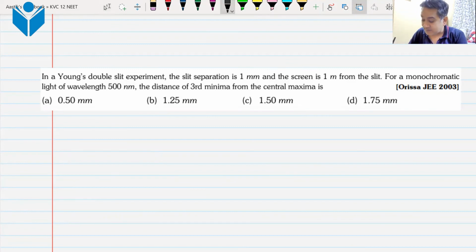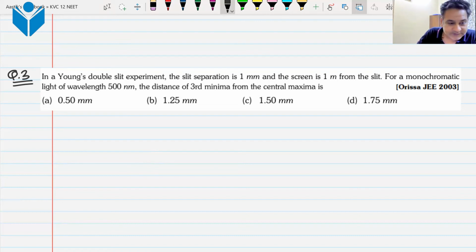This is the next one. Let's see who can give me the answer. I know that you can give me the answer. Can you give it fast enough? In Young's double slit experiment, the slit width is 1 mm and the screen is 1 meter from the slit. Remember, different units. For a monochromatic light of wavelength 500 nanometers, what is the distance of the third minima from the central maximum? They are not asking the path difference, they are asking you the distance of the third minima from the central maxima. You have 2 minutes to show me your talents. Else I'll show mine.